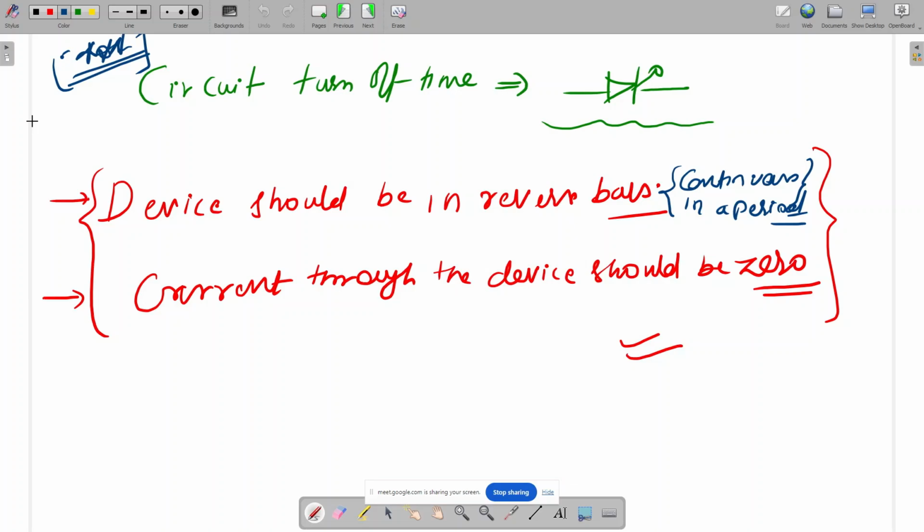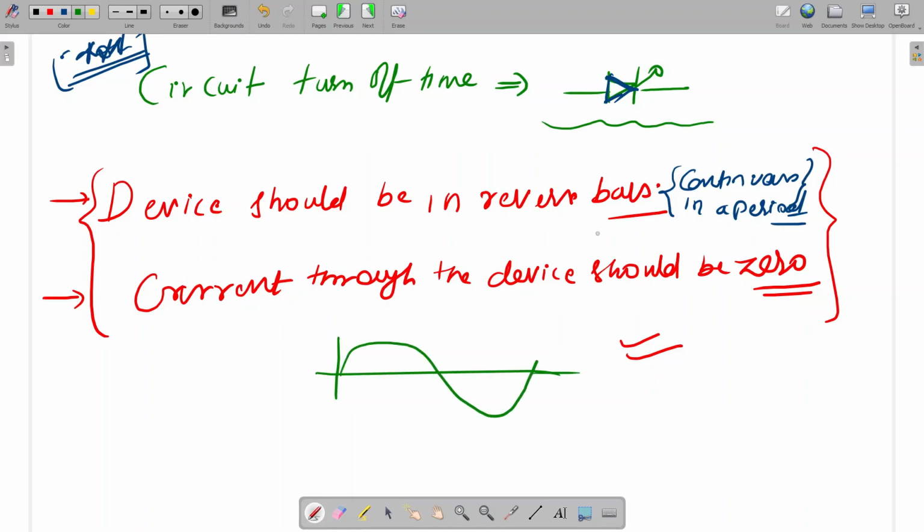So first I will discuss what the circuit turn-off time is. Normally we are using devices like thyristors. This device will be in reverse bias during a cycle. Let's say a 2π cycle is there. Out of the 2π cycle, for how much duration is our device in reverse bias? These two are the criteria to measure the circuit turn-off time.